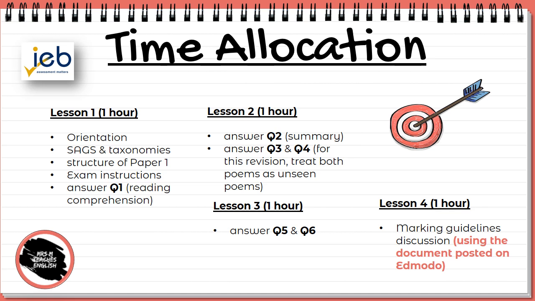In lesson 2, you'll go over the basics of summary writing before completing the summary question in the provided paper. You'll also complete the 2 poetry questions. In lesson 3, you'll complete questions 5 and 6, the general language questions. The final lesson will be spent marking your answers using the provided marking guidelines. This will be in the format of a document which you can access on Edmodo. In other words, there won't be a video for that lesson.